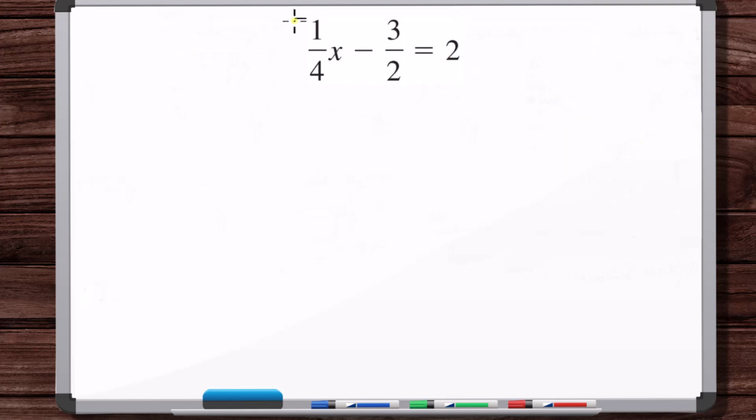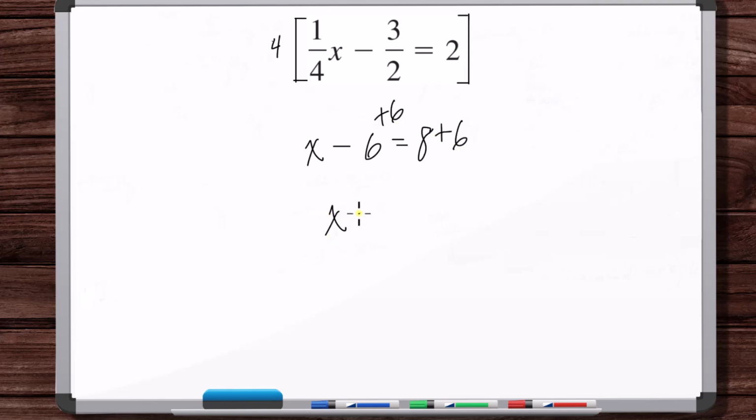Okay, let's multiply the entire equation by 4. So we're going to get x minus, and let's see, 4 divided by 2 is 2 times 3. So okay, is equal to 8. Now you add 6 to both sides, and you get x is equal to 14. And this is conditional, right? This is the conditional case. Of all the potential solutions, a portion of them are solutions and a portion of them aren't.